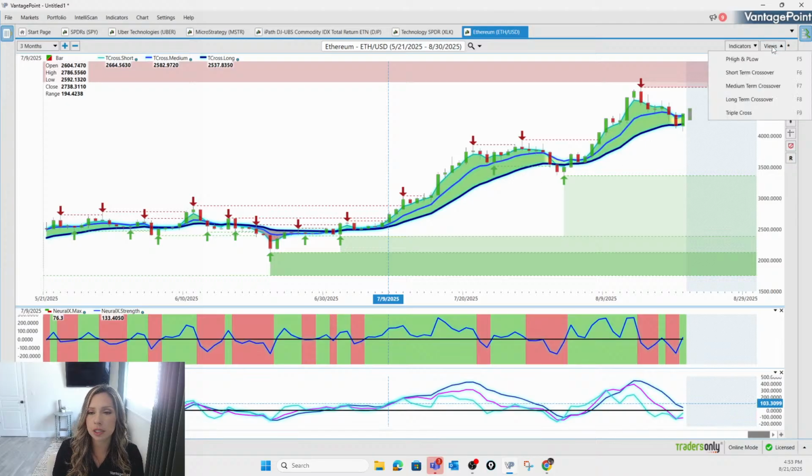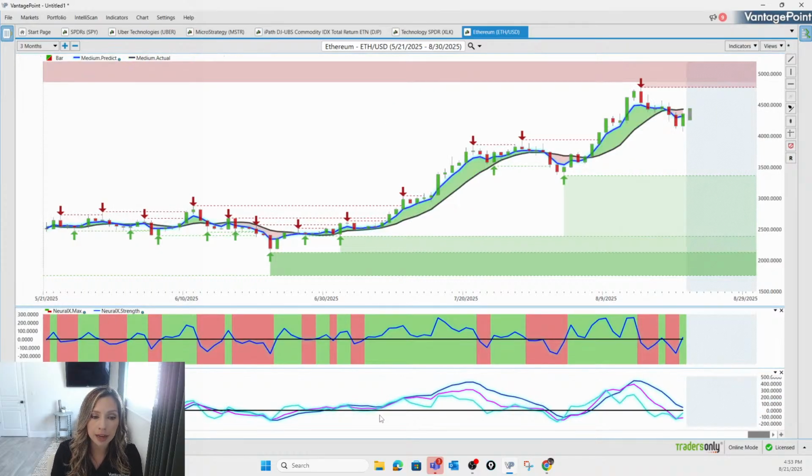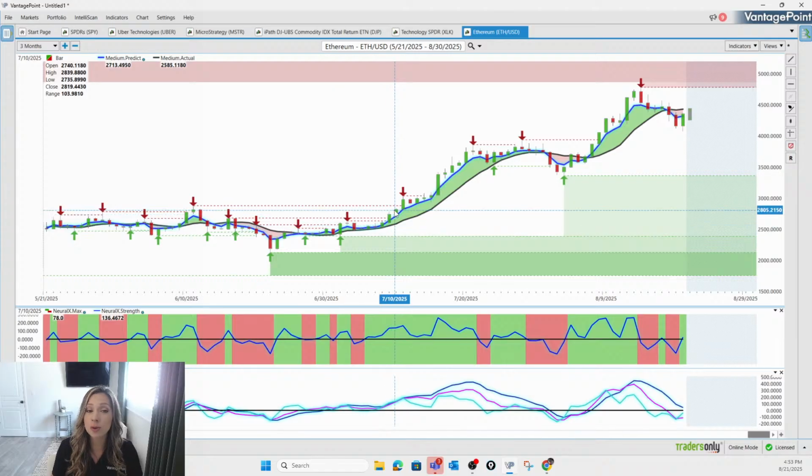So not only do we see the triple cross here, but if we switch on over to the medium term cross, we in fact have a medium term cross back here. But again, we're monitoring through that resistance level as well. It's not until we get those 2 closes above the resistance level, along with continued momentum or strength of the trend, that we really see this breakout start to occur.